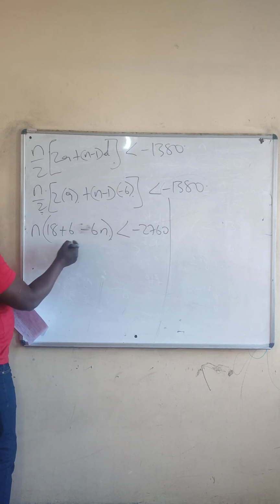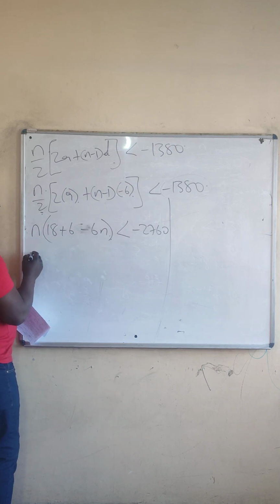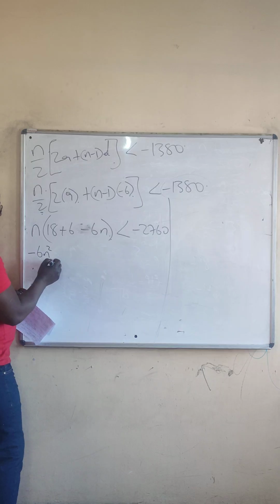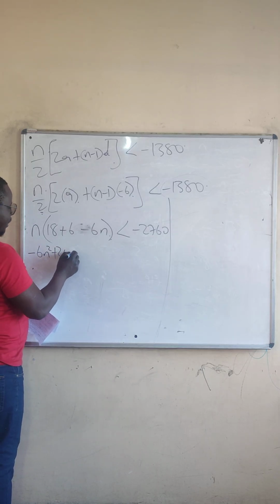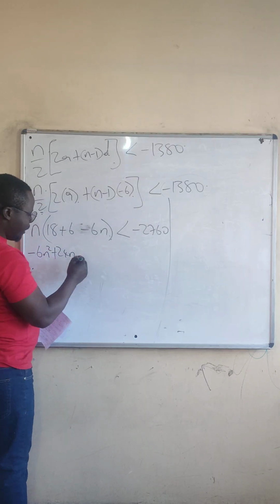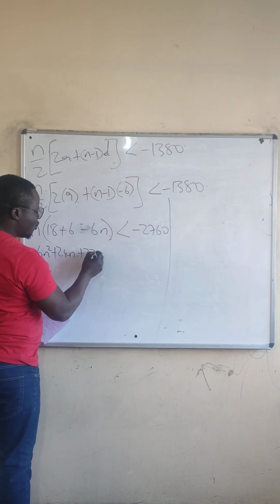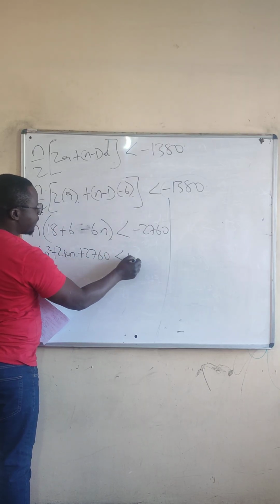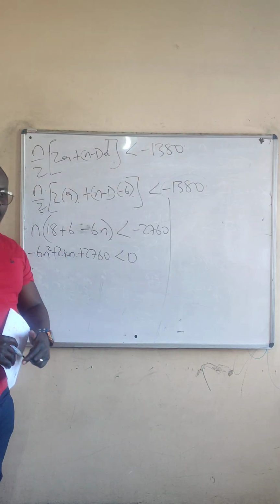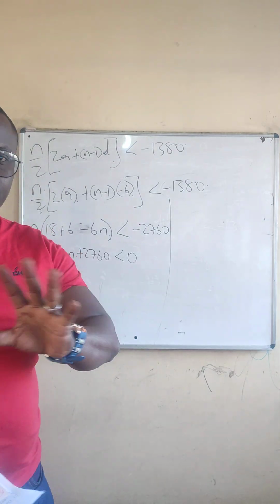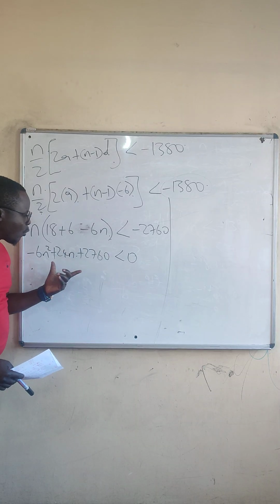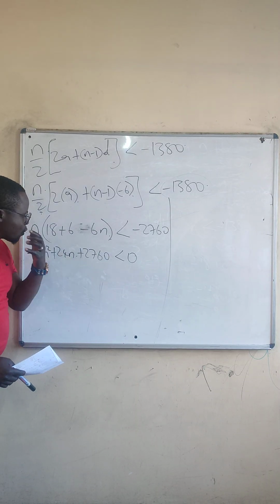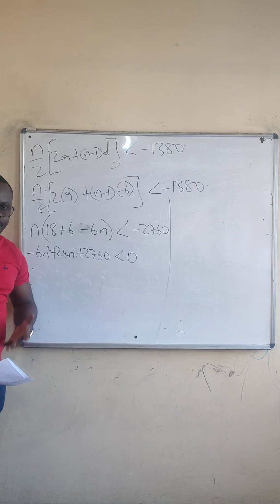So now we open the brackets. We are going to have -6n times n, -6n squared. This is 24 times n, plus 24n. Take this one over here, it is going to be plus 2760 less than 0. Now, what do we have? This is a question worth about 4 to 5 marks. So we now have a quadratic. We can only solve this quadratic by using the quadratic formula.